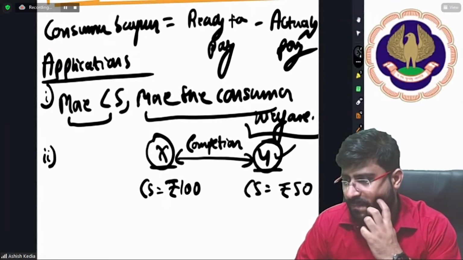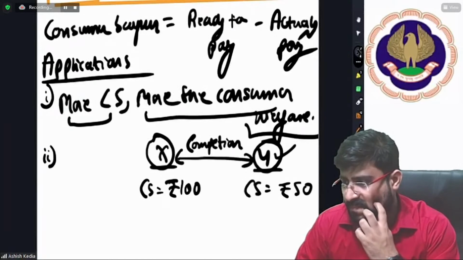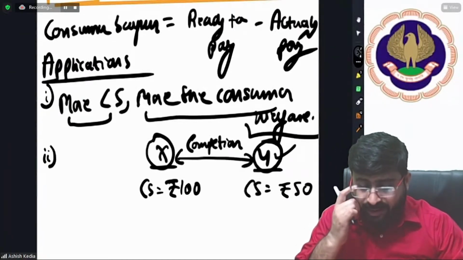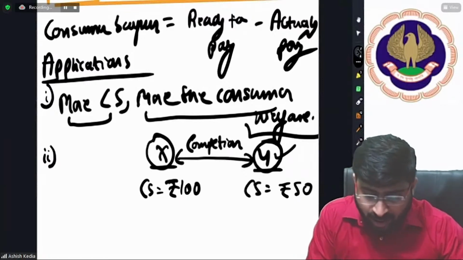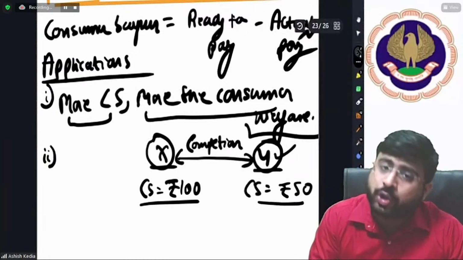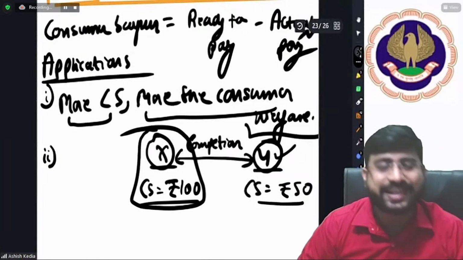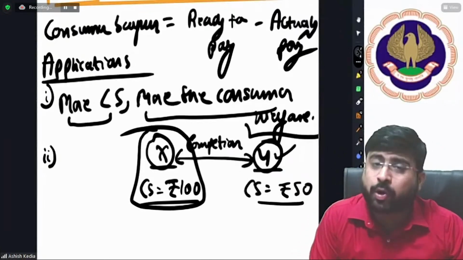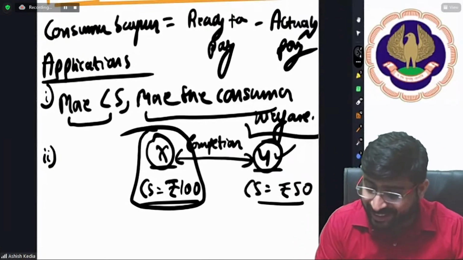Absolutely. Correct. So, my dear friends, please pay attention. If consumer surplus is 100, you all are correct. We will buy product X. Why? Because with product X, consumer surplus is greater.